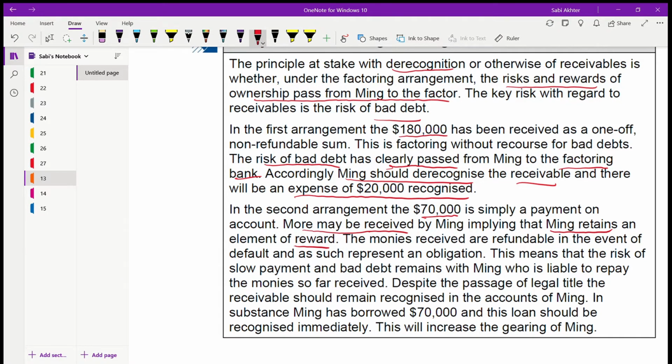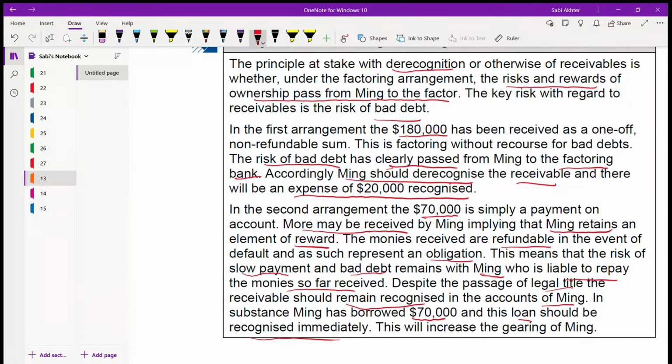So the money received is refundable in the event of default and as such represents an obligation towards the bank. They have to refund it. This means the risk of slow payment and bad debt remains with Ming, who is liable to repay the money so far received. So despite the passage of legal title, the receivable should remain recognized. In this case, the receivable is recognized in the accounts of Ming. So in substance, Ming has borrowed 70,000 and this loan should be recognized immediately.